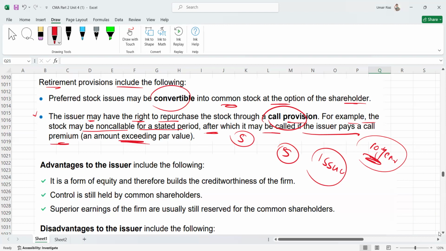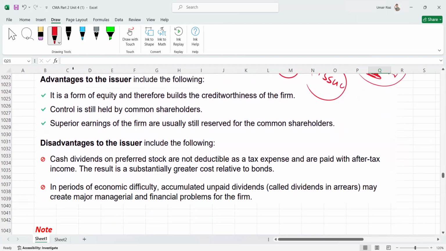So now we have some advantages here. First, the advantage to the issuers, we are discussing first. The first advantage is it is a form of equity and therefore builds the creditworthiness of the firm. So guys, usually we can say it is a part of equity, but in certain ratios, please make sure we consider preferred stock as a part of debt. Mostly in ratios, for example, if you are calculating a leverage ratio, we take preferred stocks as a part of debt. But in certain ratios, we can also take it as a part of equity.